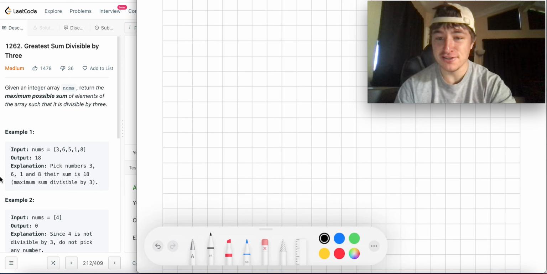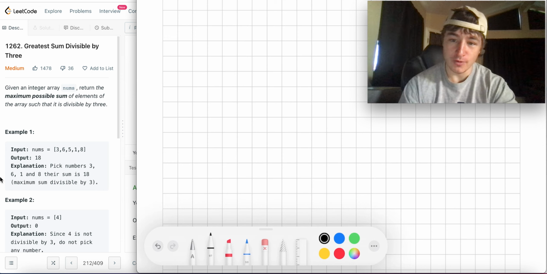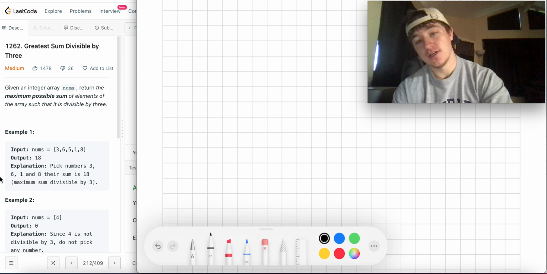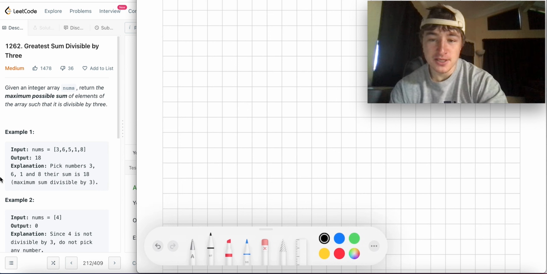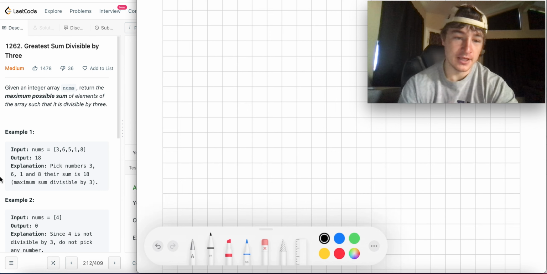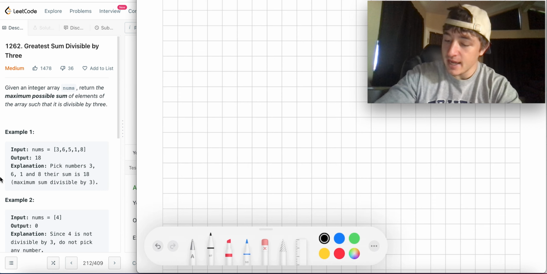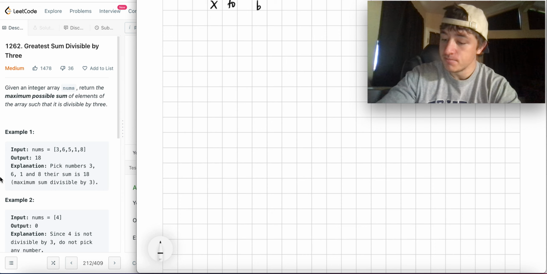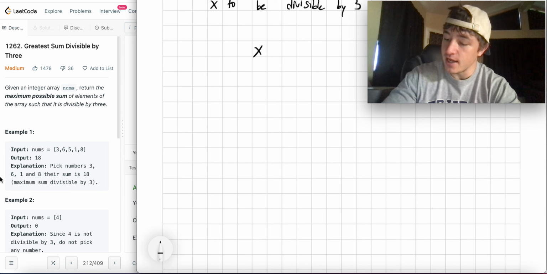Just one sentence. This requires some knowledge about integers, discrete mathematics, divisibility, all that jazz. But essentially all you need to know is when something is divisible by 3, what does that mean? Well, for any number x to be divisible by 3, that just means that x mod 3 equals 0.